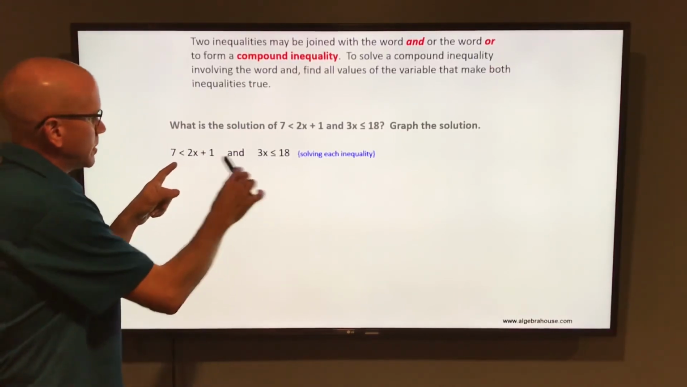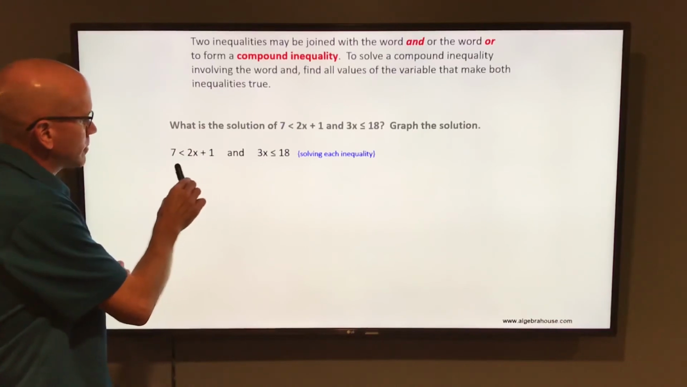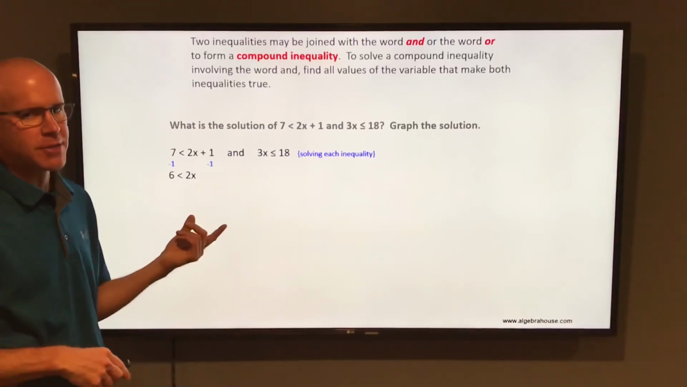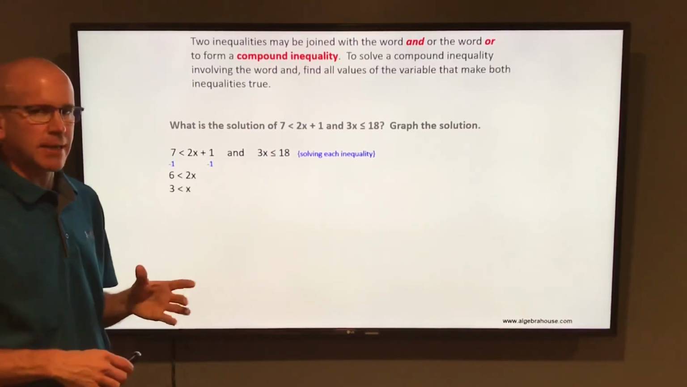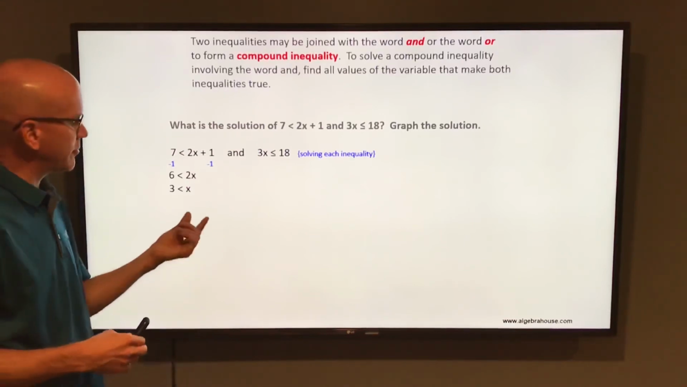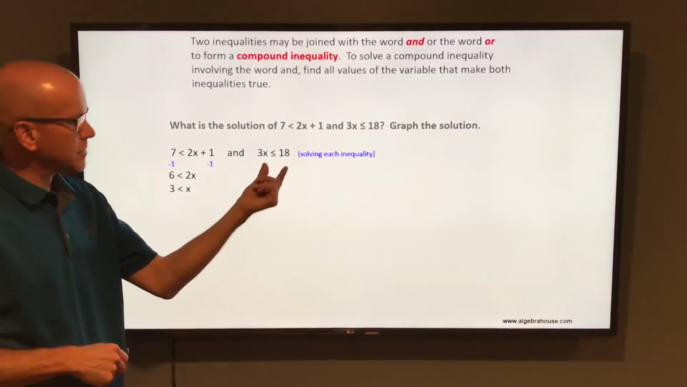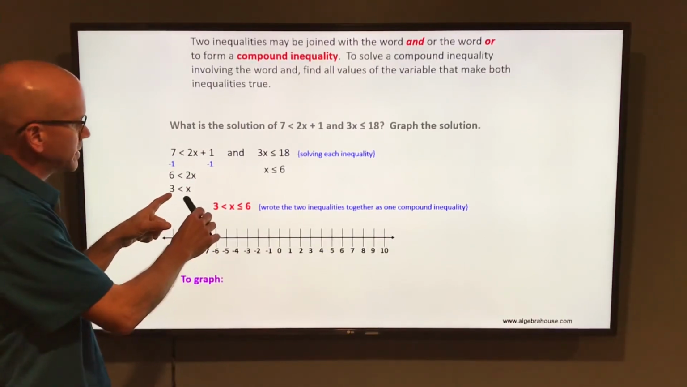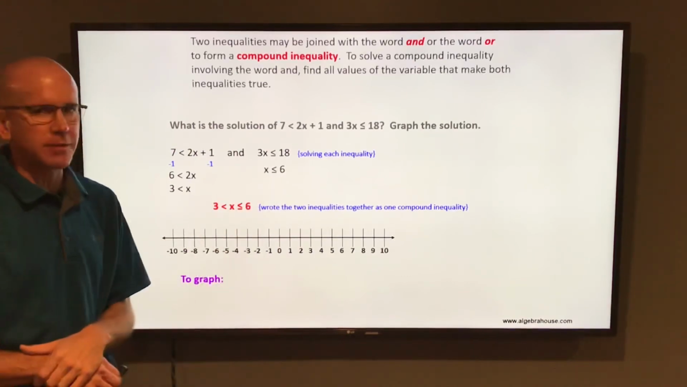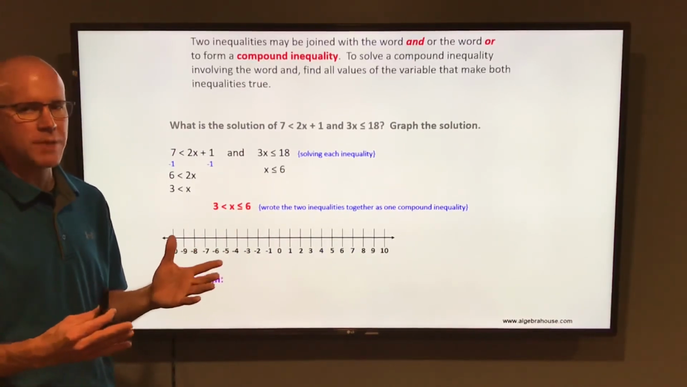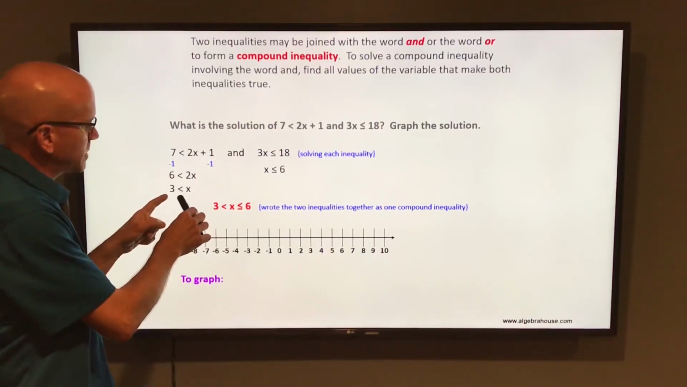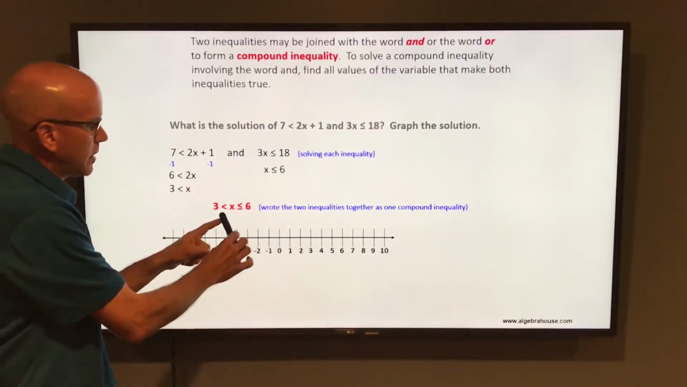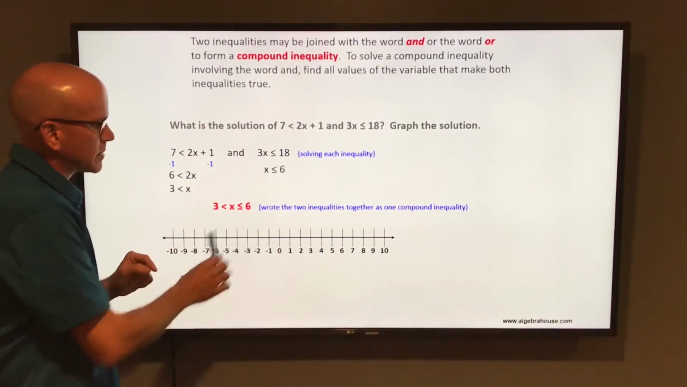So to solve these, you're going to take each one of these individually and solve for x. In this first one, subtract 1 from each side. You would have 6 is less than 2x. And then divide each side by 2, you end up with 3 is less than x. Or you could say x is greater than 3. It's the same thing if you flip that around. In the second inequality, divide each side by 3, you get x is less than or equal to 6. So there you have 3 is less than x and x is less than or equal to 6. But really, you could put those together into one string. You could say 3 is less than x, which is less than or equal to 6.